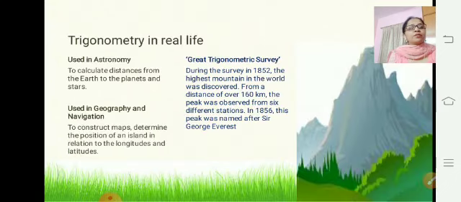Trigonometry is used in real life, in astronomy, in geography, and in the Great Trigonometric Survey, which was conducted in 1852, in which the highest mountain of the world was discovered. In 1856, this peak was named after George Everest. I'm sure you understood which peak I'm talking about.